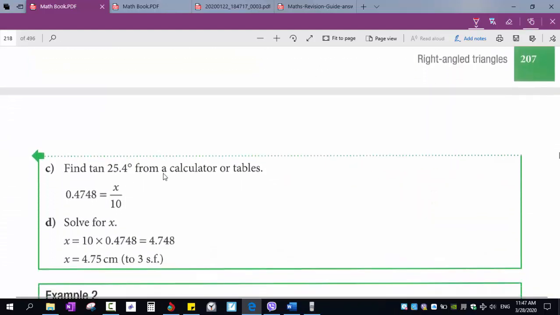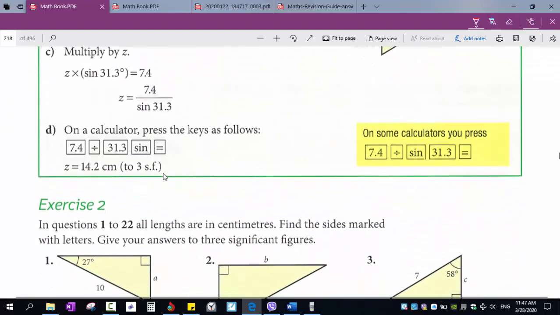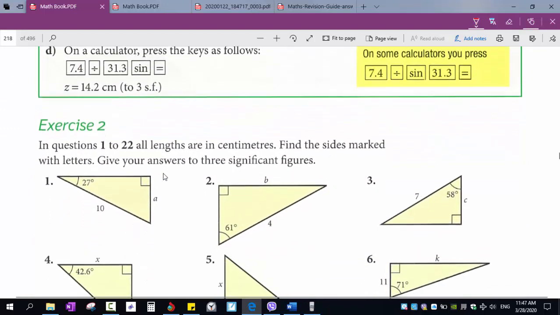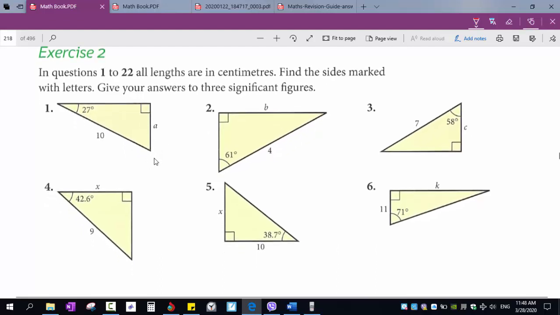But what I focus on in this lesson is finding missing sides in right angle triangles. Remember, sine, cosine, tan. When you have a missing side, there must be a right angle. Then we can use them as opposite over hypotenuse, adjacent over hypotenuse, and opposite over adjacent.